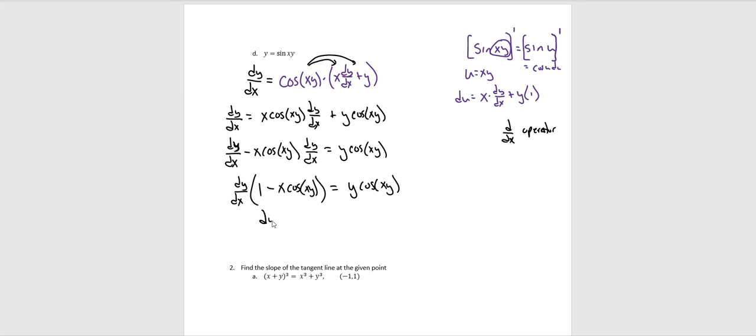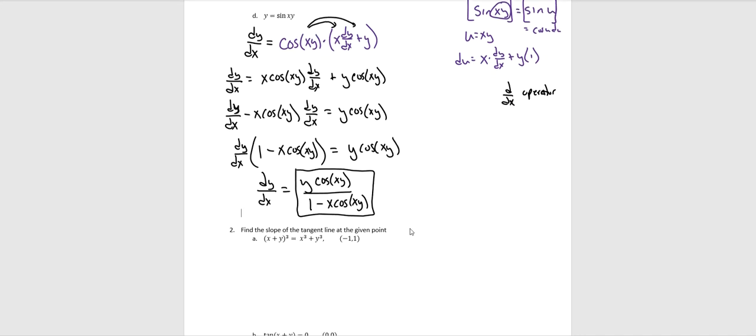And finally, we get to our answer. dy dx equals y cosine of xy over 1 minus x cosine of xy. Now, if this 1 minus wasn't here and we just had y cosine of xy divided by x cosine of xy, those cosine of xy's would absolutely cancel out and we'd have y over x. But that's not our problem. Our problem has the 1 minus, so we leave it right there, and all is right with the world of calculus.